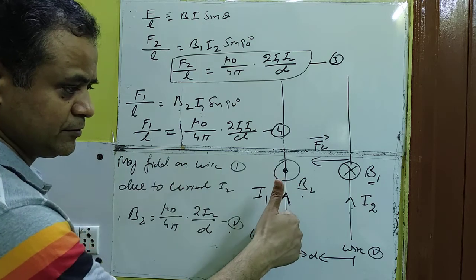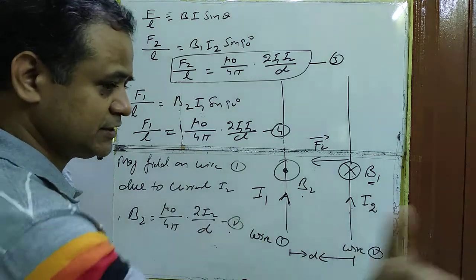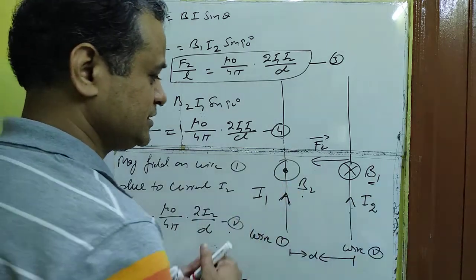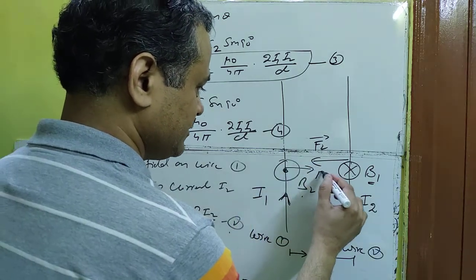Now if you are comparing, what is the direction of F1? Current, magnetic field is outward, so force in this direction. So this is the direction of force F1.